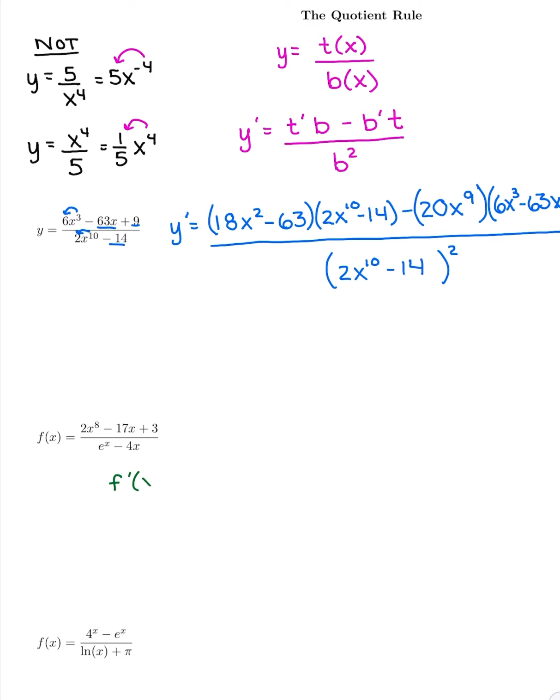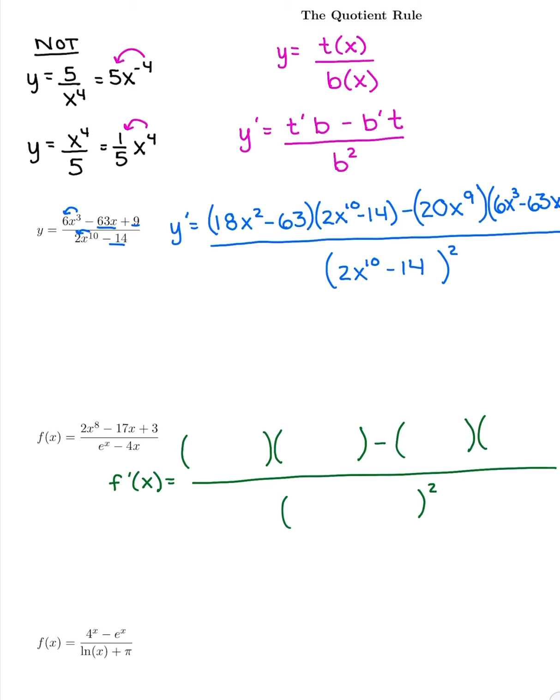My derivative of f is going to be labeled as f prime. And I usually set up my own parentheses. I'm going to have the derivative of the top, the original bottom, minus the derivative of the bottom, times the original top, all over the original denominator squared. So let's fill in these pieces.